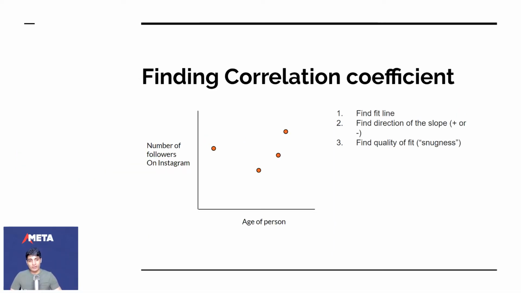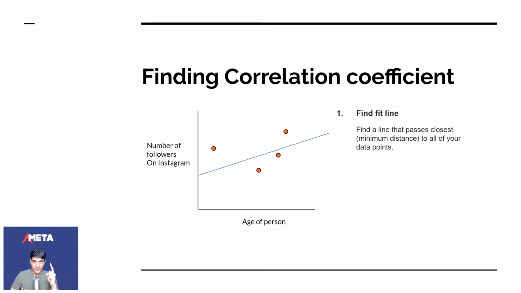So how do you find the correlation coefficient? 3 steps. You find something called the fit line, which is a line that's very close. Then you find the direction of the slope. Is it positive or is it negative? Is the slope going upwards or downwards? Then you find the quality of fit, which is the snugness of the fit.